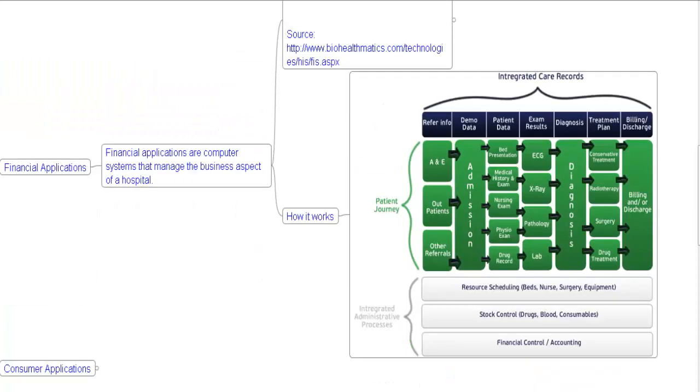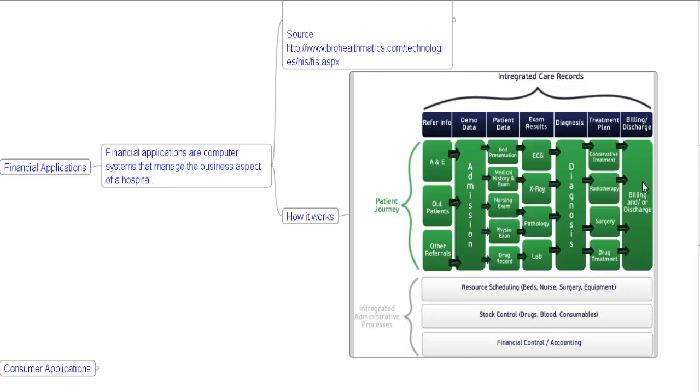Let's try to understand how all these systems work together under an integrated healthcare delivery process. There is a patient journey and an integrated administrative process. Under the patient journey, patient data is captured. Examination is done. Diagnosis is done. Treatment plan is prepared. Billing and discharge is done. This is the patient journey.